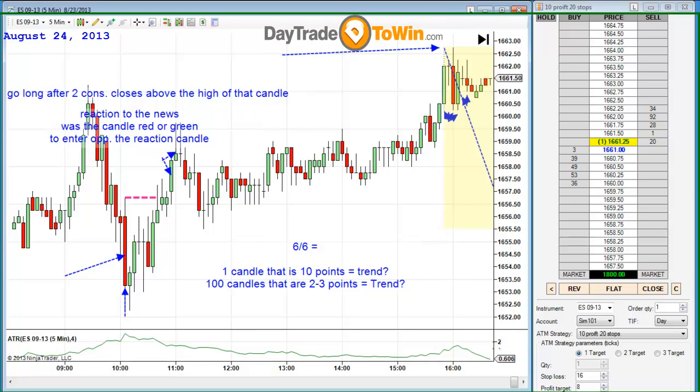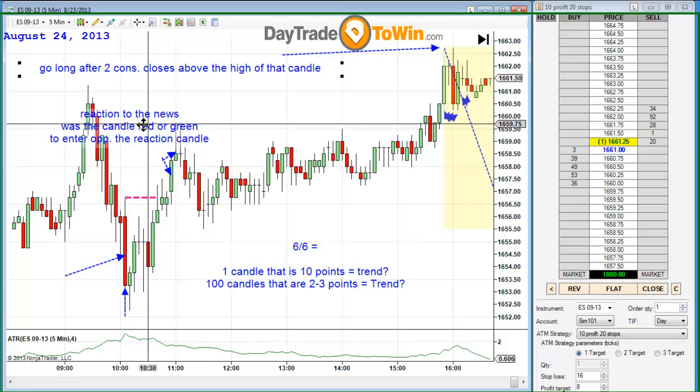Look at the ATR as far as a target, right? If you look at the ATR, it is about 2 points, 8 ticks. I can expect at least 8 ticks out of this trade, right? So always have expectations.